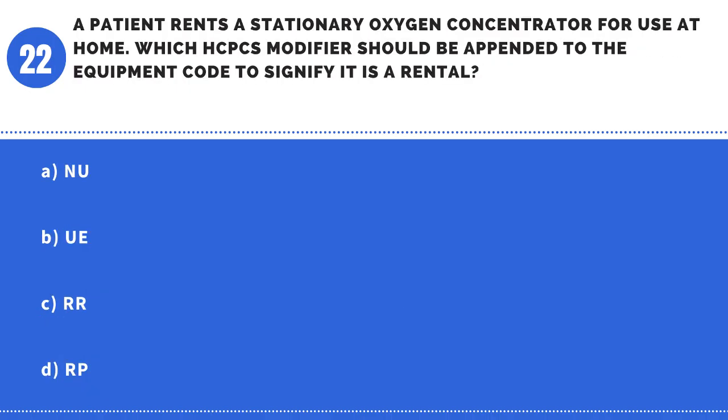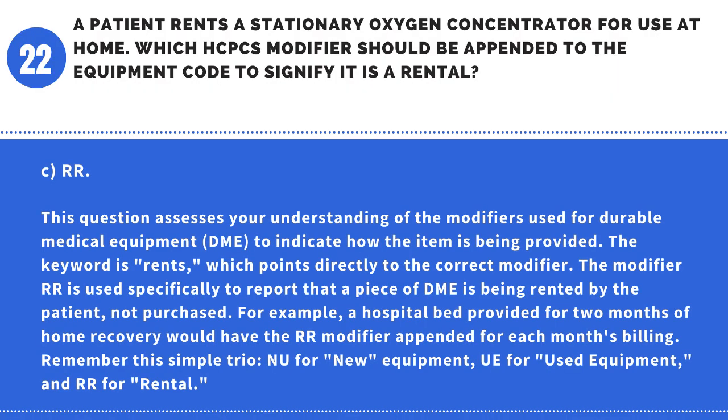Question 22. A patient rents a stationary oxygen concentrator for use at home. Which HCPCS modifier should be appended to the equipment code to signify it as a rental? A. NU. B. UE. C. RR. D. RP. Answer: C. RR.